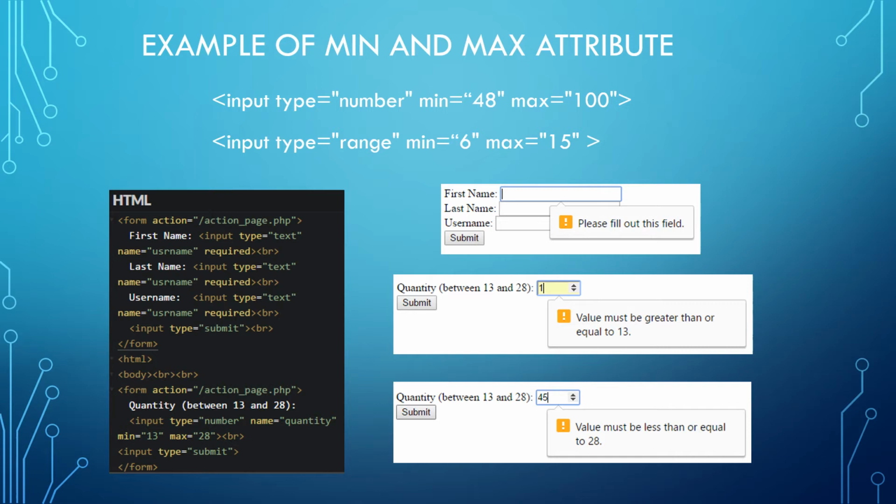The bottom 2 are showing the numbers, the min and max, to where it has to be between 13 and 28. I have an example in the screenshots below that number and above that range, and so both of them are giving the errors. So if you want to get in there and play with the code and see how it all works, again, see the link that's on my website.